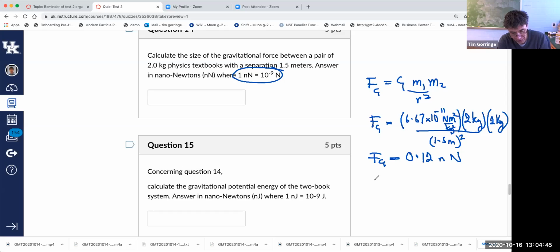The other question, what is the gravitational potential energy of this arrangement of masses? So for that, we want to use the corresponding equation from the energy perspective for gravitational potential energy. It's minus the gravitational constant times the product of the masses of the two objects divided by the separation of the two objects. Again, we just got to fill in these numbers.